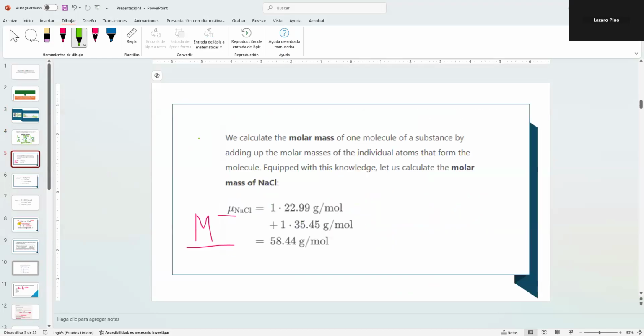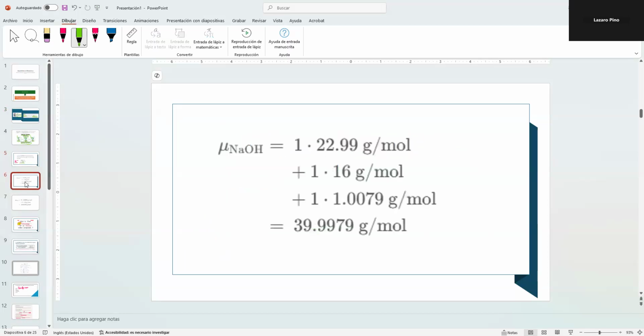Here we have an example of how to calculate the molar mass of sodium chloride. I prefer to use the capital M to represent the molar mass. Then you have the mass of 1 atom of sodium and the mass of 1 atom of chlorine, and you get the molar mass of sodium chloride. Same way with sodium hydroxide. In this case, you have 3 different atoms. Stop the video and try to do it by yourself.